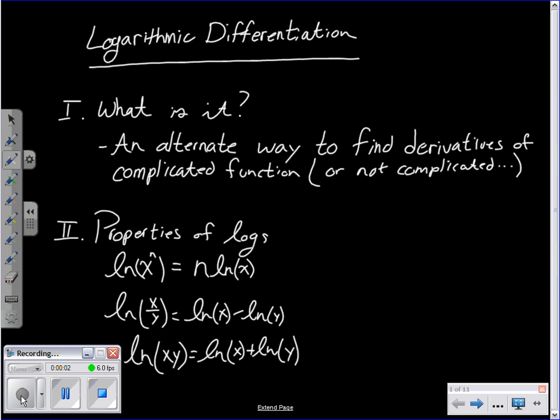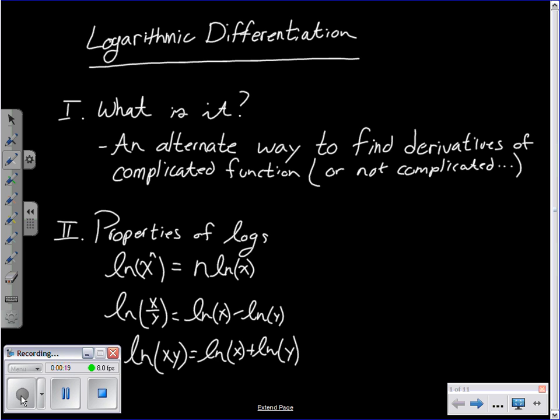All right, in this lesson, we're going to do something a little bit different. We're going to look at a technique for finding derivatives called logarithmic differentiation. So what is logarithmic differentiation? Well, it's an alternative way of finding derivatives of complicated functions, or maybe not so complicated functions.